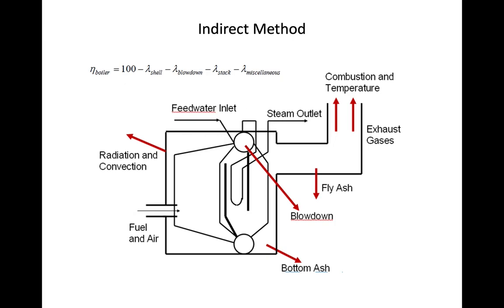The finest ash goes with the flue gas or the combustion air and then goes to the stack. The rough ash, with bigger particle size, we have to expel from the boiler through the bottom. We call this the bottom ash.